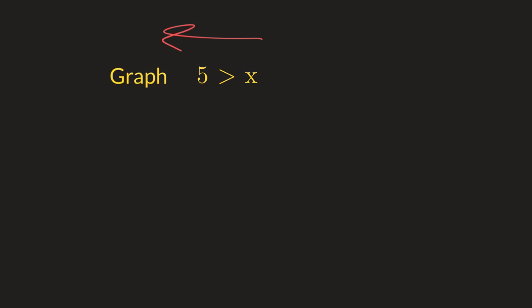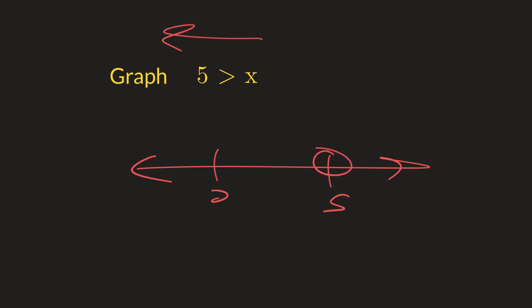Values less than 5. The alligator opens to the bigger thing. So 5 is going to be bigger than whatever x is. So here's what we're going to do. Put our 0 on here. Put our 5 on here. Open circle. And which way do you find values less than 5? Back to the left.